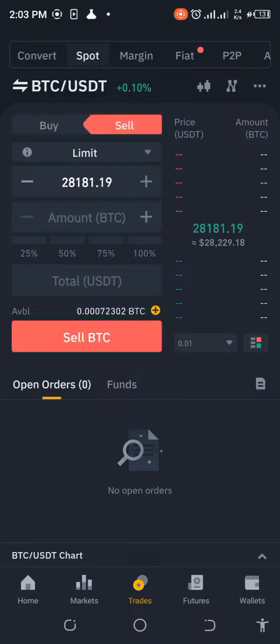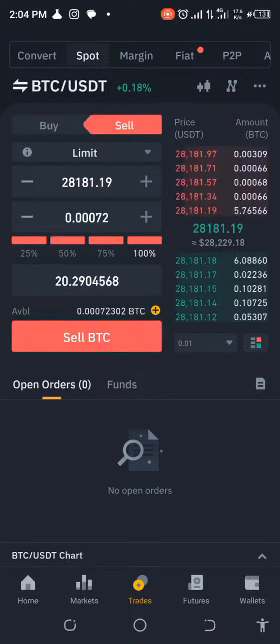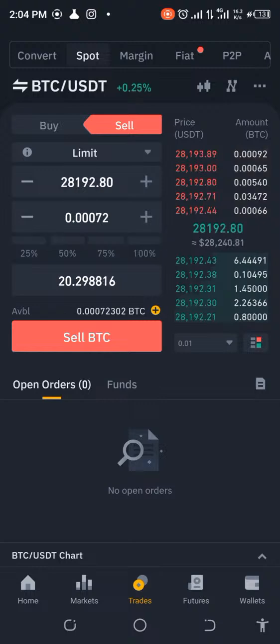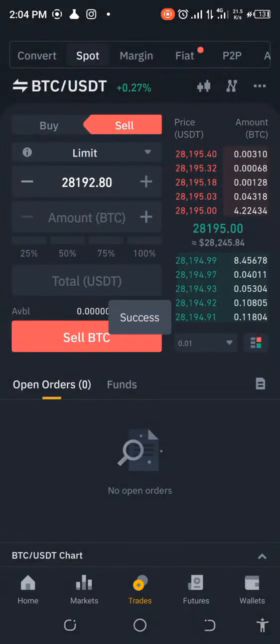So now I'm just going to click on sell and then go ahead. So what do we have here? We have 20.29. This is awesome. Let's go ahead and do our screenshots and then make sure that everything is there. Put 100% and then go ahead and sell BTC. Awesome, beautiful. You can see that is success already.